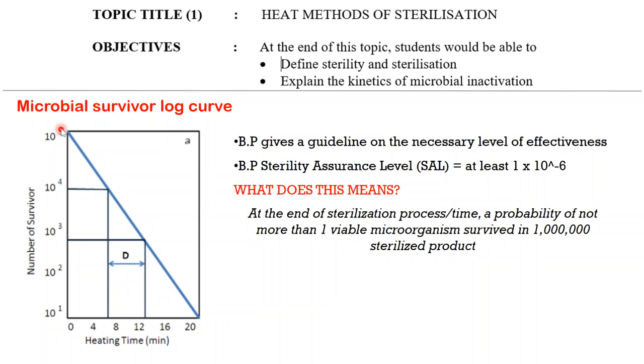the process of reducing the number of microorganisms from 10 to the power of 5 to 10 to the power of 4 is called one log reduction. How long does this take? For this particular microorganism, it will take approximately 6 minutes. So in 6 minutes of the sterilization process, the microorganism will be reduced by one log, from 10 to the power of 5 to 10 to the power of 4. If you want to reach 1 × 10⁻⁶, you have to go 1, 2, 3, 4, 4 plus 6, so at least 10 log reduction to achieve 1 × 10⁻⁶.